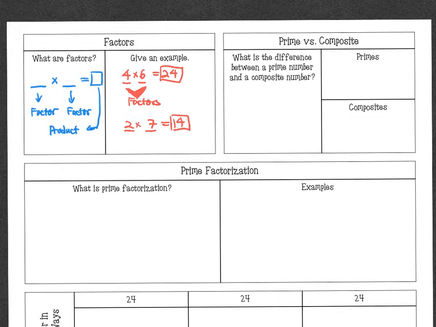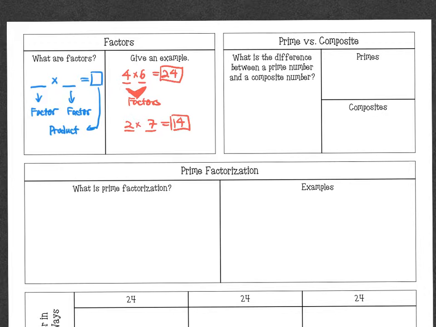So keep that in mind, that factors always come in pairs or in multiples. It's never just one number when you talk about a factor or one term.